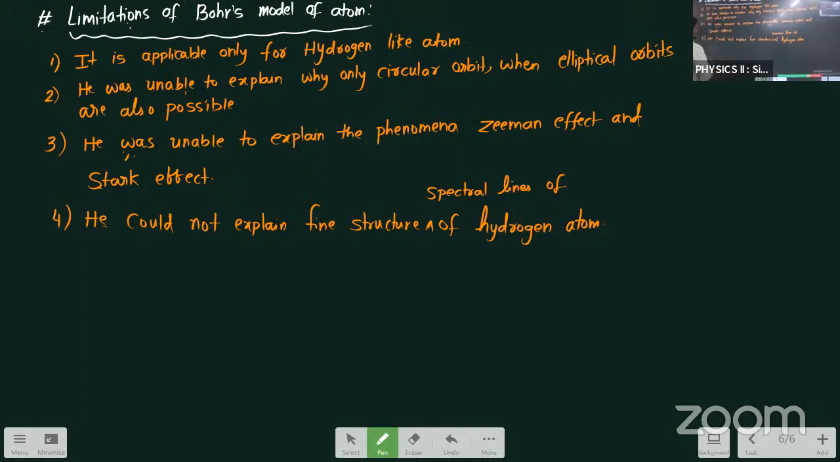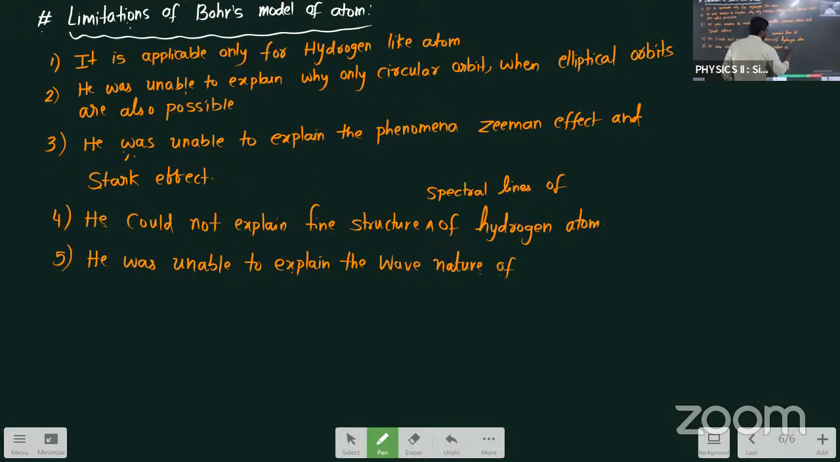If you want, you can write one more extra thing. He was unable to explain the wave nature of electron. The wave nature of what? Electron. So these are the few limitations of Bohr's model of atom. What are those limitations? It is applicable only for hydrogen-like atom.